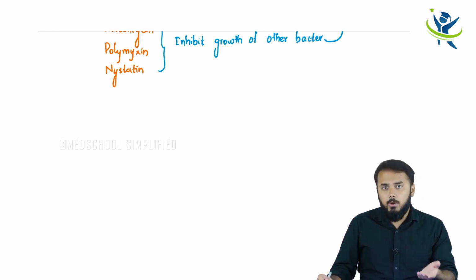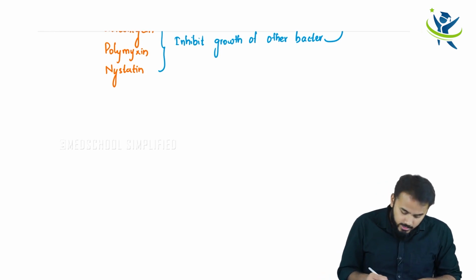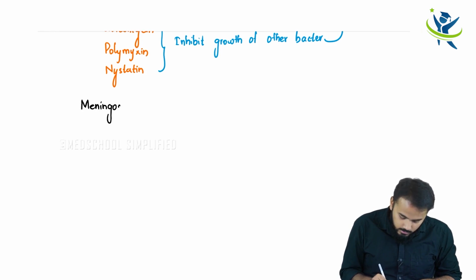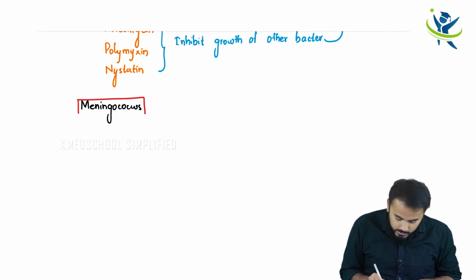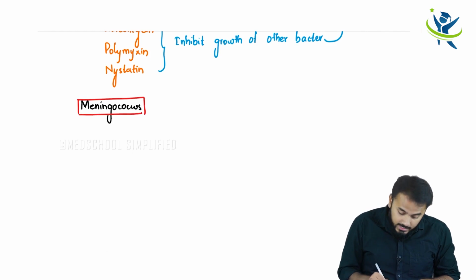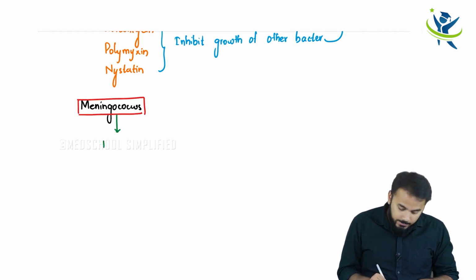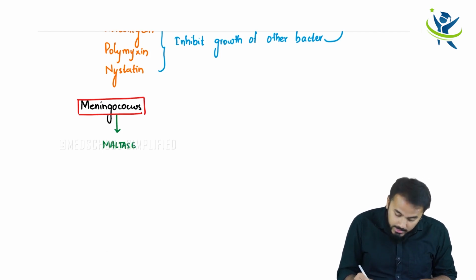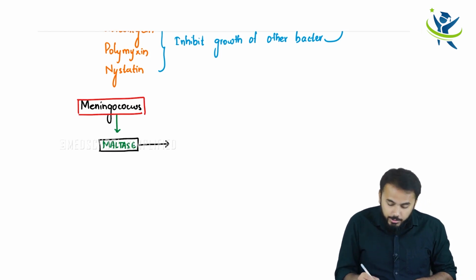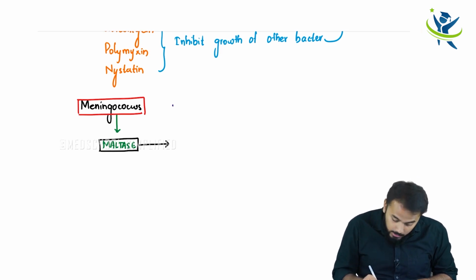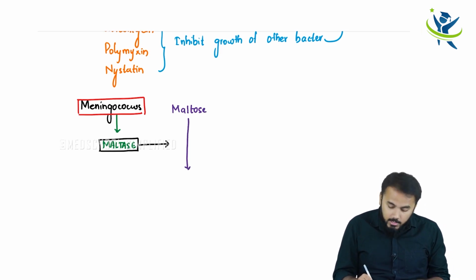So another important property of this meningococcus is that, look here very carefully, this meningococcus releases an enzyme, and that enzyme is called maltase. Okay, and what is this maltase going to do? Anyone have any idea? Yes, what is this maltase going to do? Maltase is converting maltose all the way to glucose.